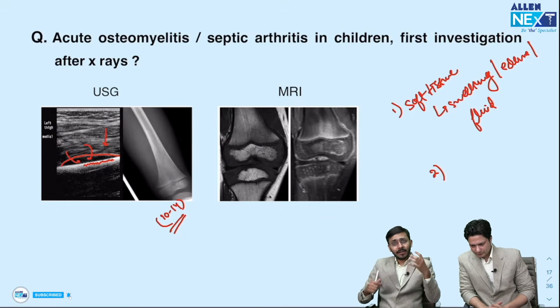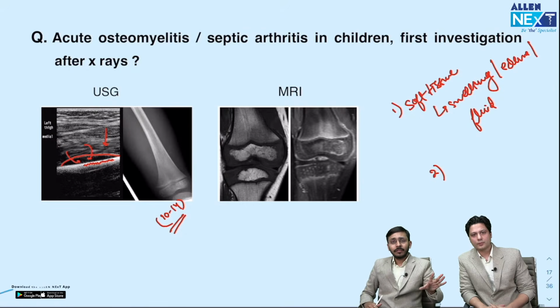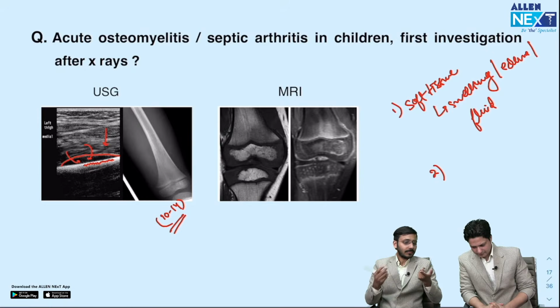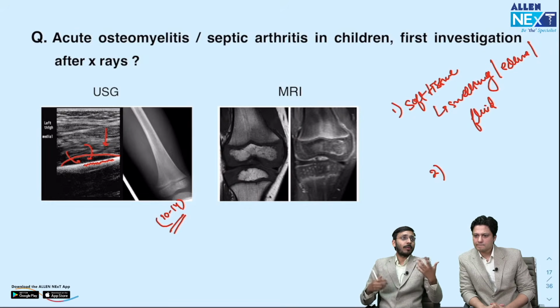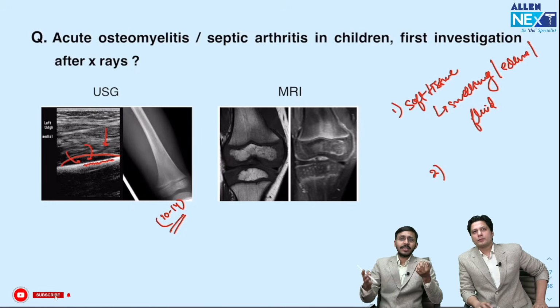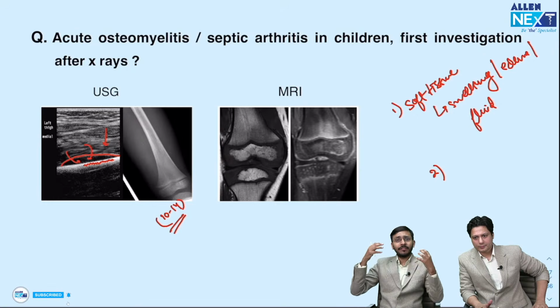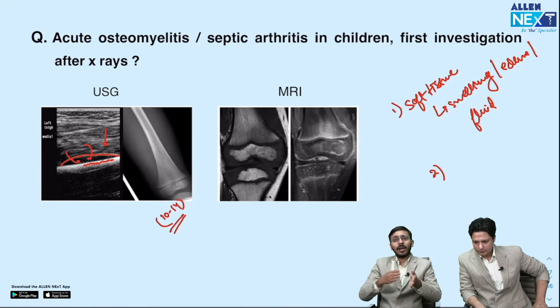Now, what are the disadvantages of MRI? First of all, MRI is an expensive modality. It is not available everywhere. It is a longer investigation. It takes 1 hour to perform a complete MRI scan. And especially in children, you have the problem of sedation. Children move a lot. They don't lie still. You have to sedate them. So the next line of investigation cannot be MRI because it is not feasible a lot of times. So ultrasound, if it is able to give you the same information, will be the next line of investigation. And that is why in such a case, the answer would be ultrasound.